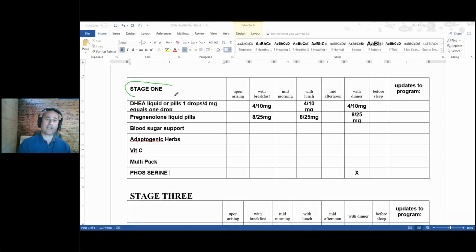Stage 1 is characterized by high cortisol. So we use more DHEA, less pregnenolone, all the general support, and then whenever you see a high cortisol, you give phosphorine to knock it down. Incredibly effective. It works every time if you've ruled out all the other problems.